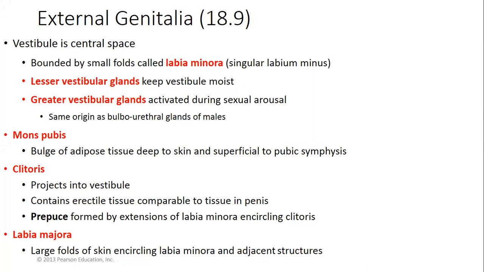In the external genitalia, in the vestibule, what creates the boundaries of the vestibule are the labia minora. In that area, there are two glands: lesser vestibular glands that moisten and allow lubrication of the vestibule, and the greater vestibular glands that are only activated during sexual arousal. They're similar to the bulbourethral glands in males. So they're providing a kind of mucousy fluid that helps lubricate the vaginal canal and also the vestibule.